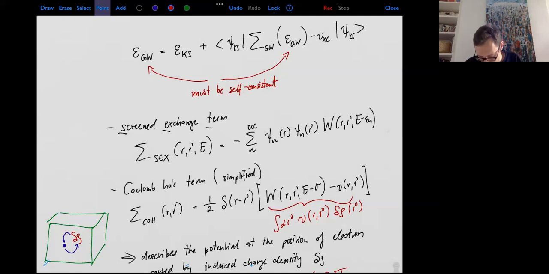Okay, but I mean, GW, it's not like it's only the band gap that GW gives you. It actually gives you a lot of things.